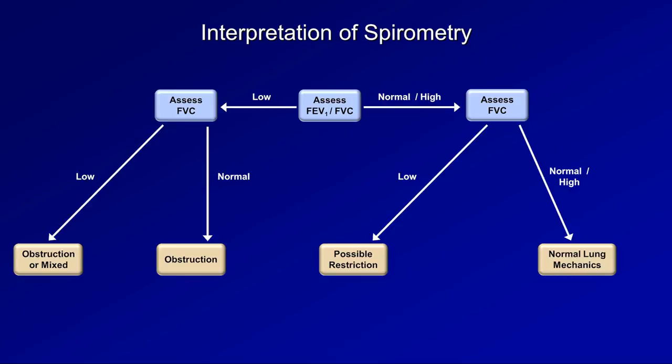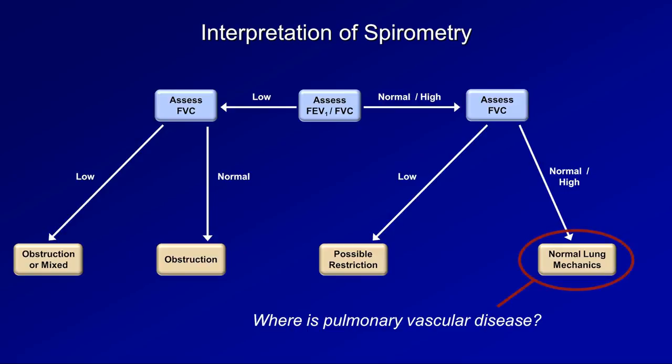At this point, I'll address a question that some viewers may already have. Where is pulmonary vascular disease in this algorithm? In the last video, I mentioned that it was one of the three major categories of lung disease, at least from the perspective of PFTs, but I haven't mentioned it at all here in this video. That's because pure pulmonary vascular disease is actually characterized by normal lung mechanics. It cannot be distinguished from completely normal lungs using spirometry alone.